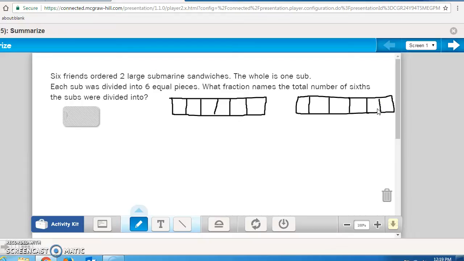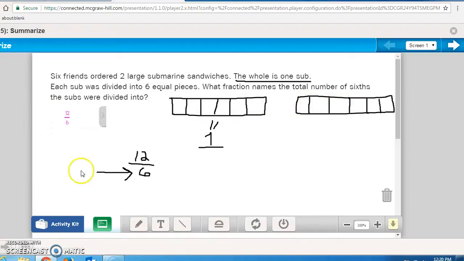So what's the total number of 6ths the subs were divided into? Well, it was divided into 12/6. The reason is because they said this sub equals 1 whole. Remember that? It says right here, the whole is 1 sub. So what the 1 sub is divided into is my denominator. But we had 2 of them. So my top number is the total pieces the 2 of them were divided in together. 12/6.